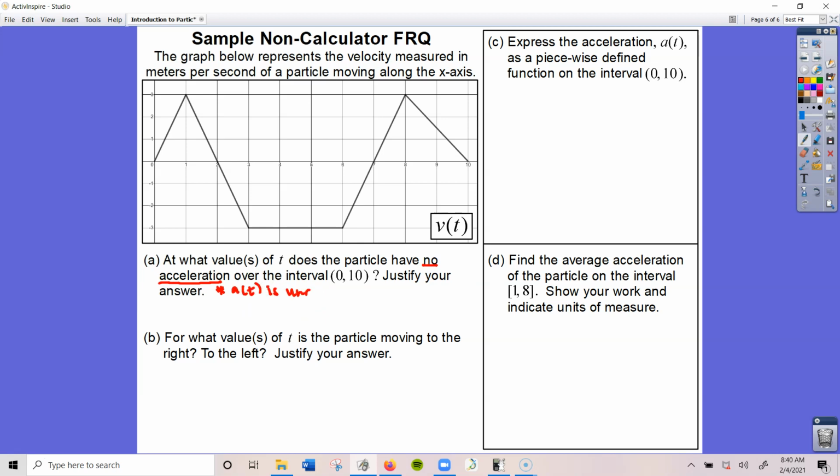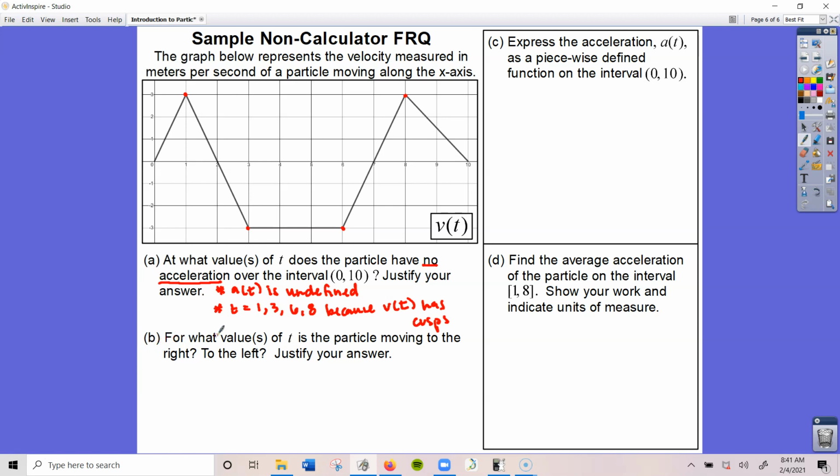Remember that we're looking at the velocity function. So the derivative would be undefined at these values, and that's because we have a cusp. So we would say at t is equal to 1, 3, 6, and 8. And the reasoning would be because v of t has cusps. And I would also make sure to add in that a of t is undefined.